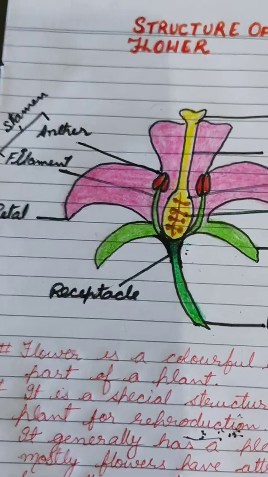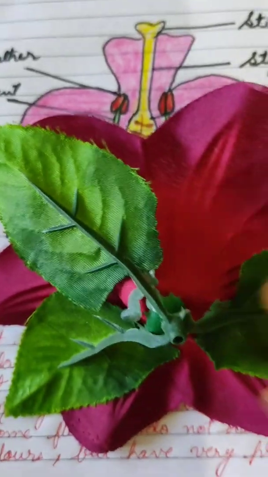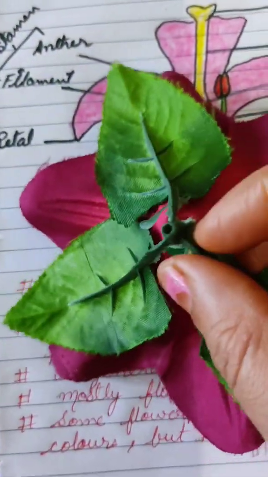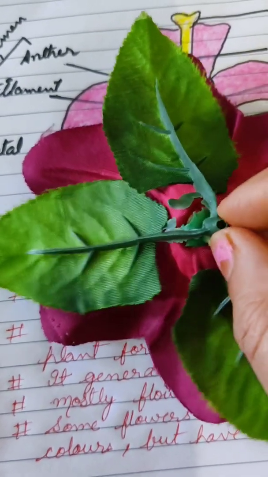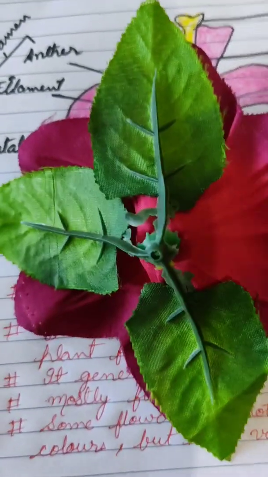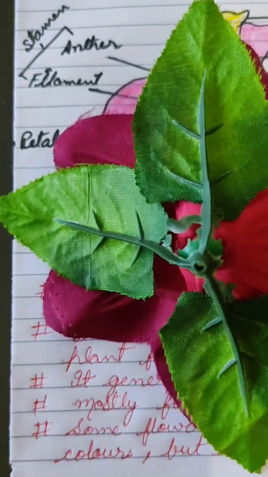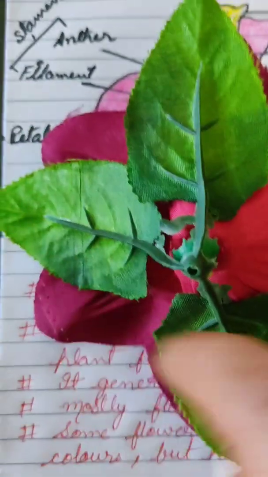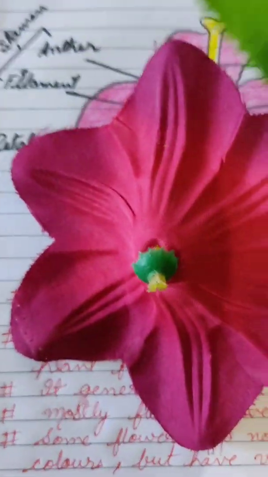So let's have a recap by observing this flower. Here I will show you the different parts of the flower. This swollen part of the flower is the receptacle, and it holds all the floral parts together. And these green colored leaves present at the base of the flower are called the sepals. When we remove the sepals, the second whorl is present.